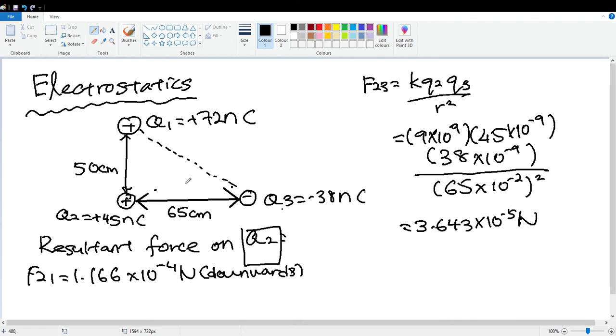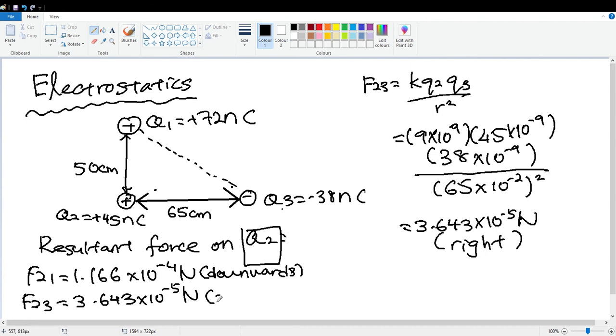So what about the direction? Since both the charges are different, it means that the force is actually attractive. The attractive force causes Q2 to move to the right. Okay, so this will be my F23, which is 3.643 times 10 to the power negative 5 Newton. So this is to the right. Alright, so this is F23.